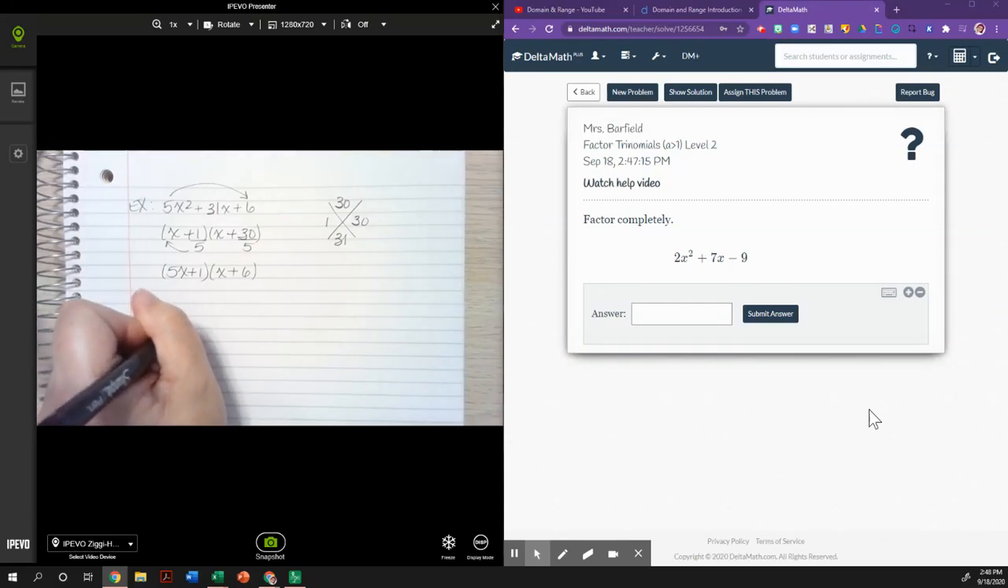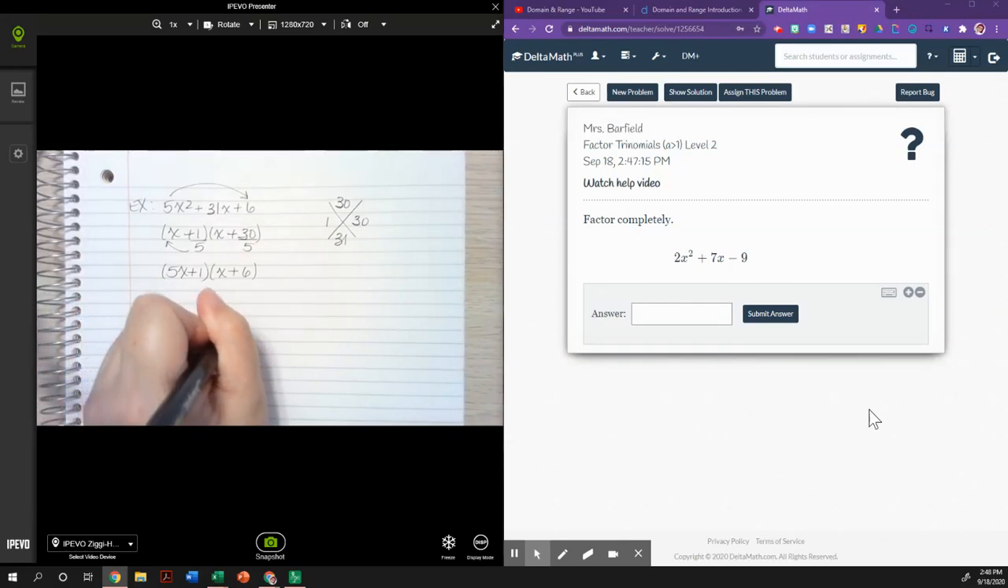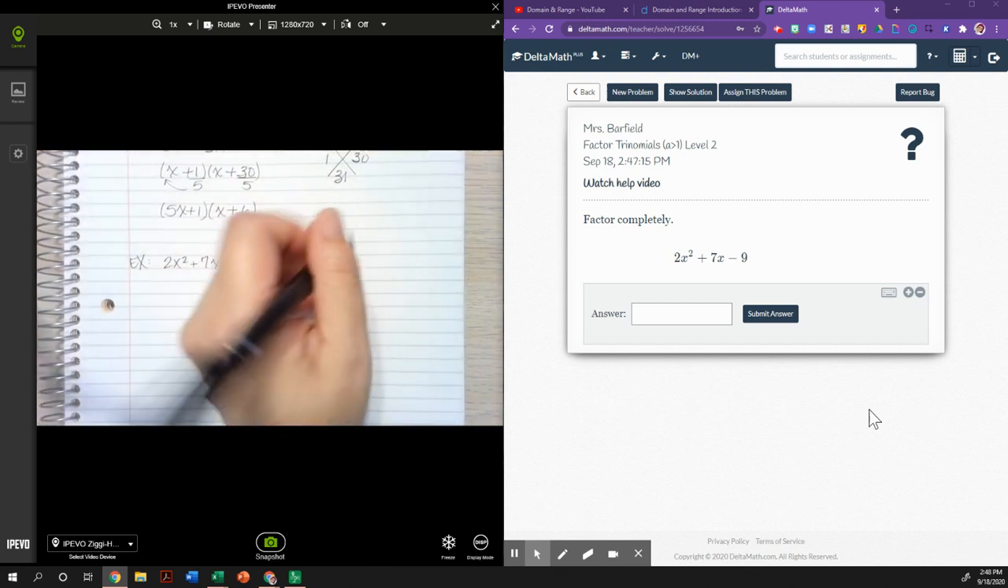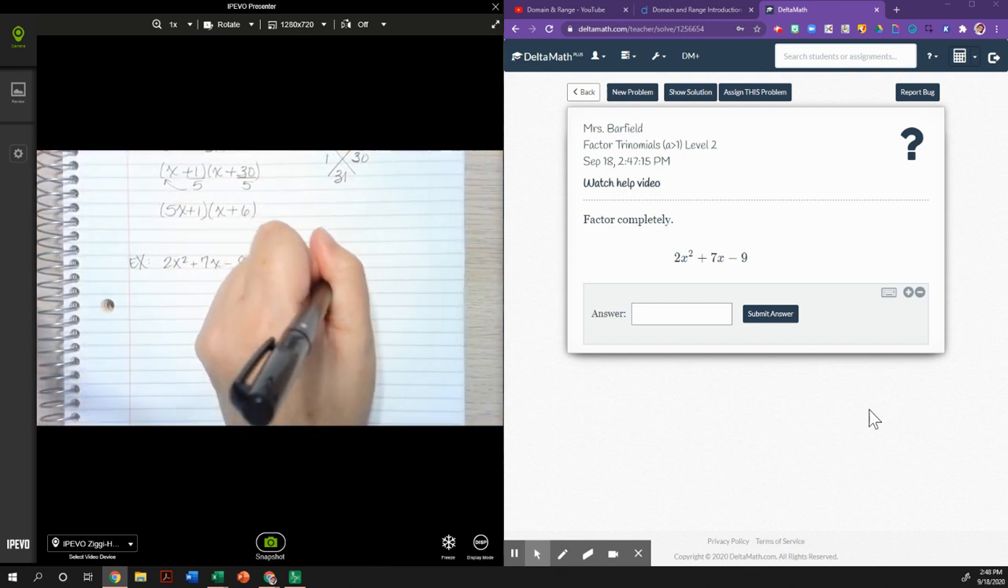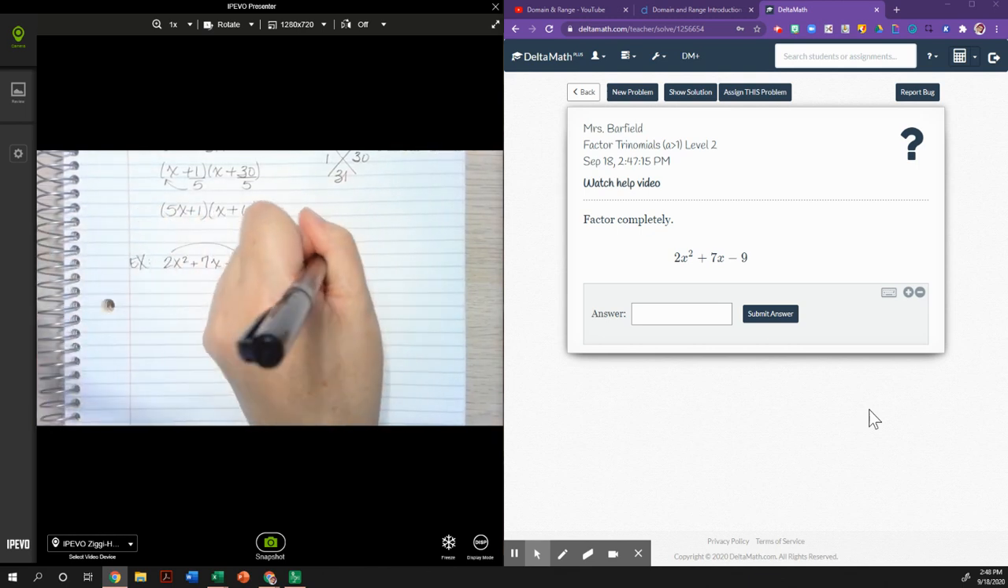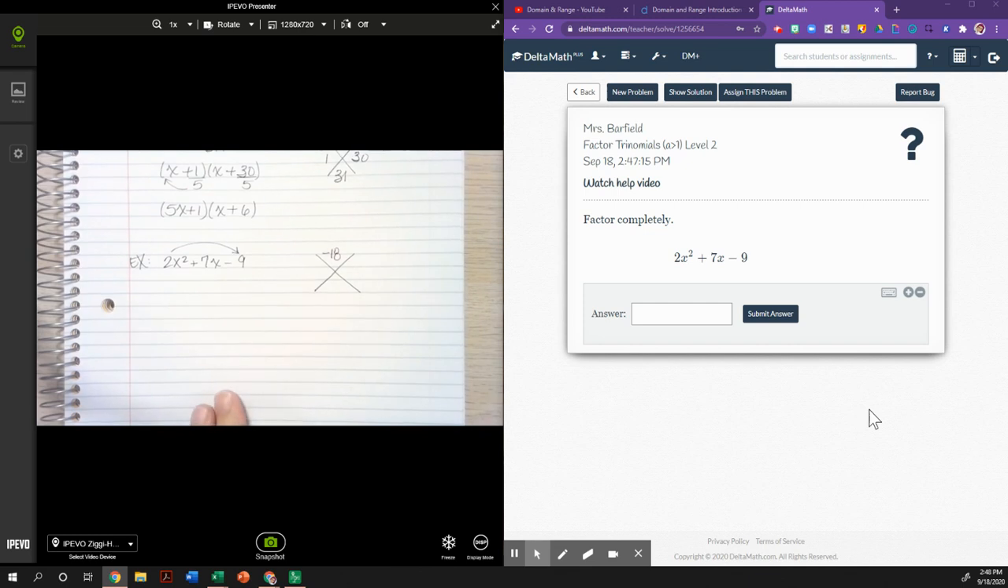All right, you guys, so let's keep going with some more practice with reviewing factoring quadratics. Same idea. I'm going to do 2 times -9, so I get -18. Make sure you include the positive or negative sign that may or may not be here. And then +7 at the bottom.